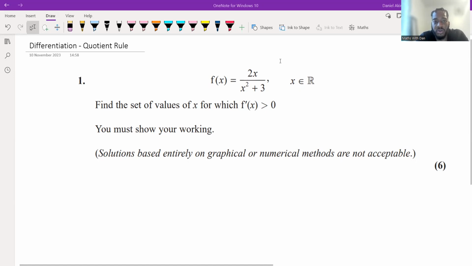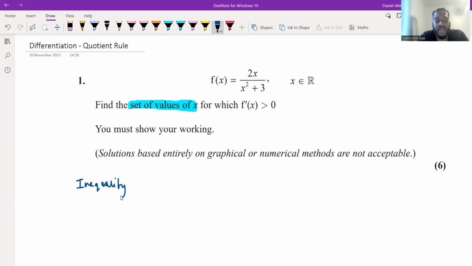So for me, looking at this question, the first thing that I notice is that it says find the set of values of x. So straight away, what that tells me is that my final answer is going to be an inequality. Now it says for which f dash of x is greater than 0. Well, f dash of x is just the derivative of f of x, isn't it? So for us to be able to answer this question, we need to differentiate.